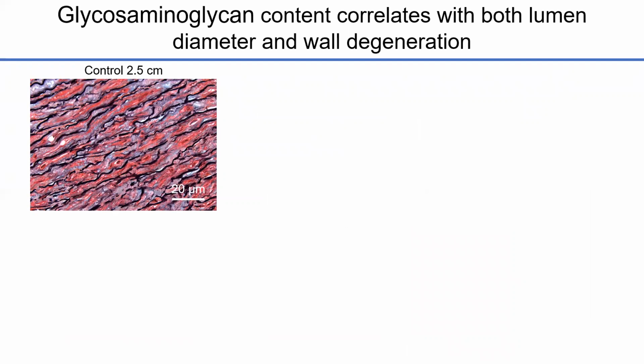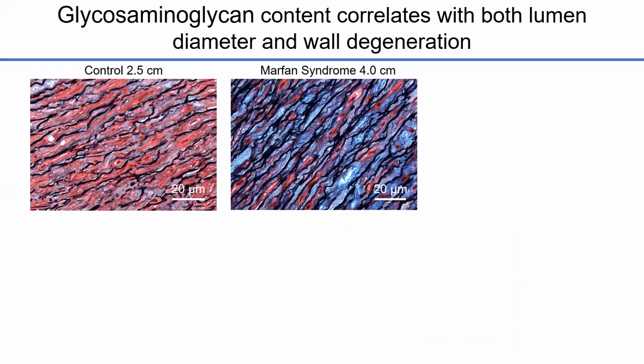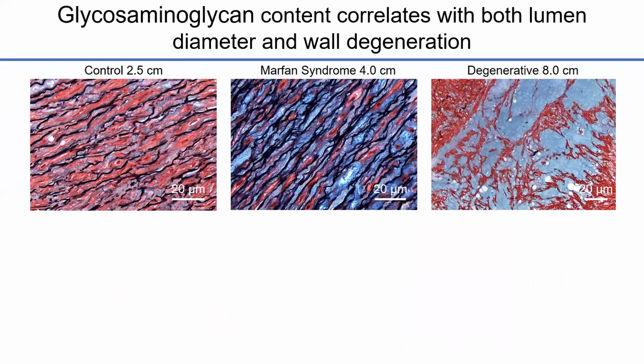Control, non-dilated ascending aortas displayed weak Alcian blue staining. In contrast, GAG staining was evident in dilated aortas as either diffuse interlamellar accumulation or large pools.